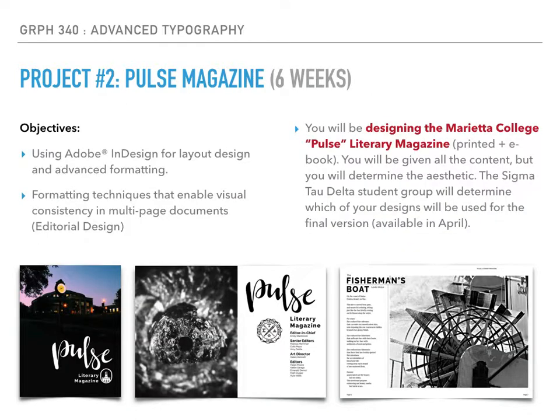The biggest project is the Pulse magazine. Every year, the Sigma Tau Delta student group gives a call out to students and faculty across the campus. Students are asked to submit short stories, poetry, and artwork in order to be eligible for the literary magazine. Then this group goes through and edits down which ones they want to use, and then they have a final magazine in the end. They actually print this magazine and create an ebook of it, and it's available in April.